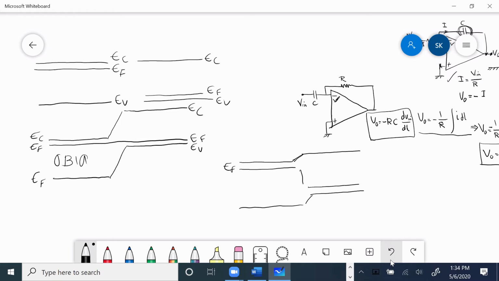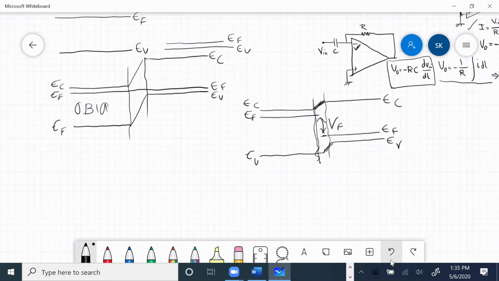So the difference between the two EF is V forward. That is done under the influence of forward bias. And this region is the depletion region. Same here. That is really the depletion region.